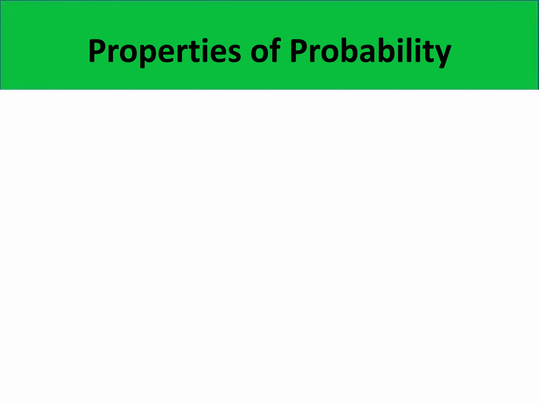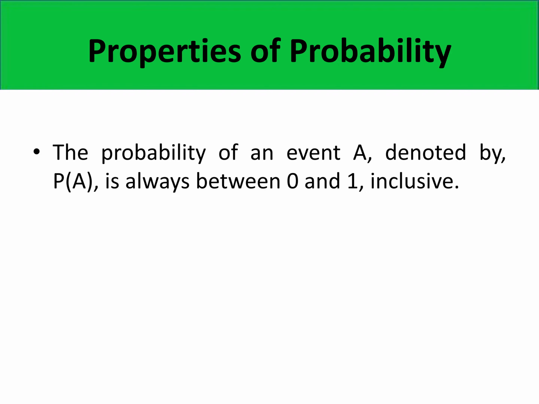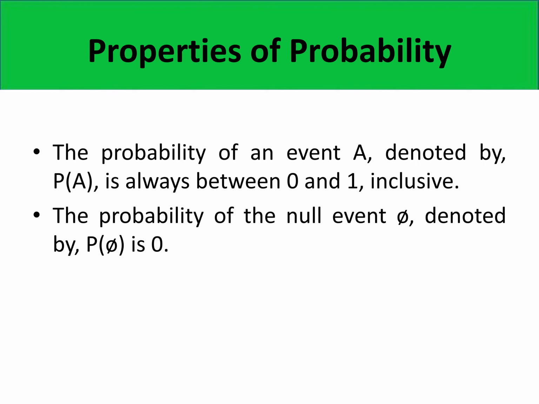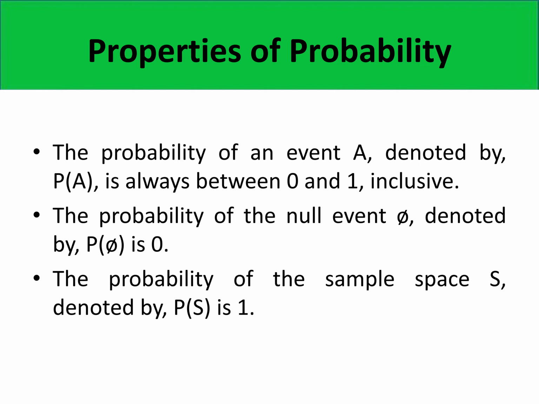Now here are the basic properties of probability. As from the definition, the probability of an event capital A, denoted by P of A, is always from 0 up to 1 inclusive. Also, the probability of the null event, the empty set, denoted by P of empty set, is 0. Recall that the null event is an event that is impossible to happen. Third, the probability of the sample space S, denoted by P of S, is always equal to 1.